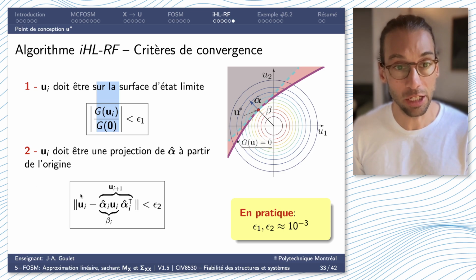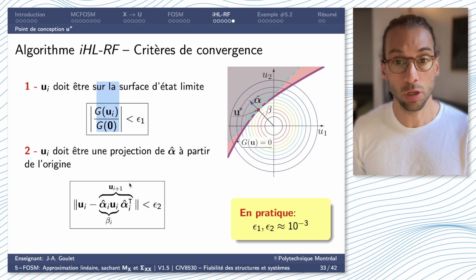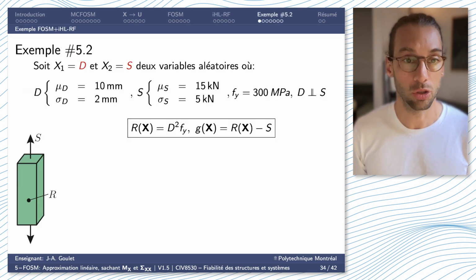The second one is that the distance between two consecutive linearization points must be smaller than the second convergence criterion, epsilon 2. In practice, we can take for epsilon 1 and epsilon 2 something that is in the order of 10 to the minus 3.